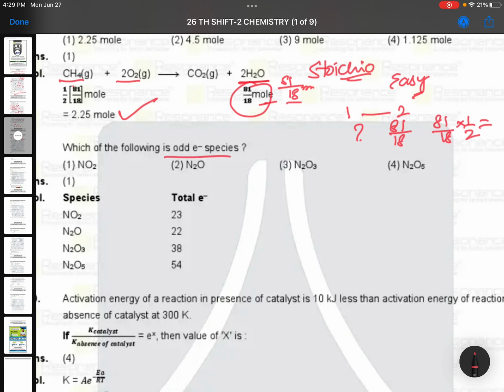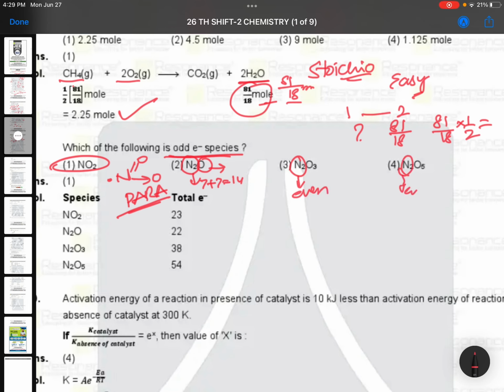Which of the following is an odd electron species? The odd electron species is NO2. It contains 1 unpaired electron on nitrogen. Because of this electron, it is going to be paramagnetic. You can see here there is 1 nitrogen, atomic number 7, so this is odd. Oxygen is 8, so oxygen, 1 or 2 or 3 atoms, will always give an even number. Two nitrogens would become 14, even.